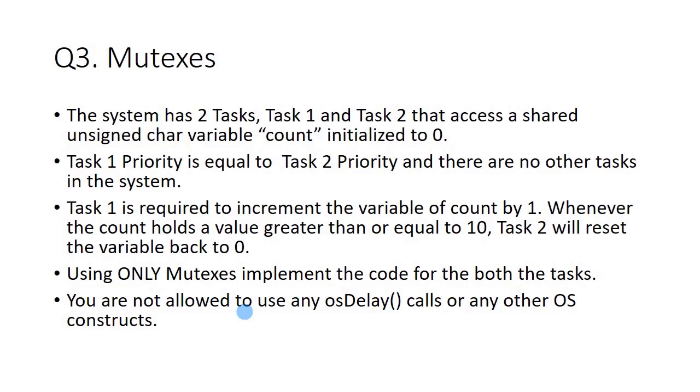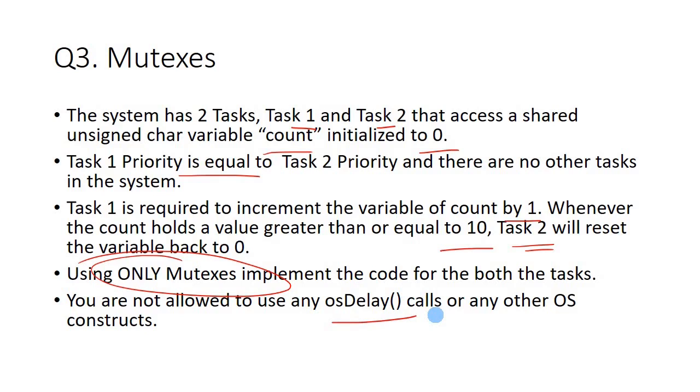For question 3, we are going back to using mutexes to achieve an objective first. In this case, we have two tasks, T1 and T2, that access a shared unsigned character variable count, which is initialized to 0. Both of them have equal priority. The objective for task 1 is to keep incrementing the variable count by 1. Whenever count holds a value greater than or equal to 10, task 2 is required to reset the variable back to 0. We're only supposed to do this using mutexes, without any OS delay call.